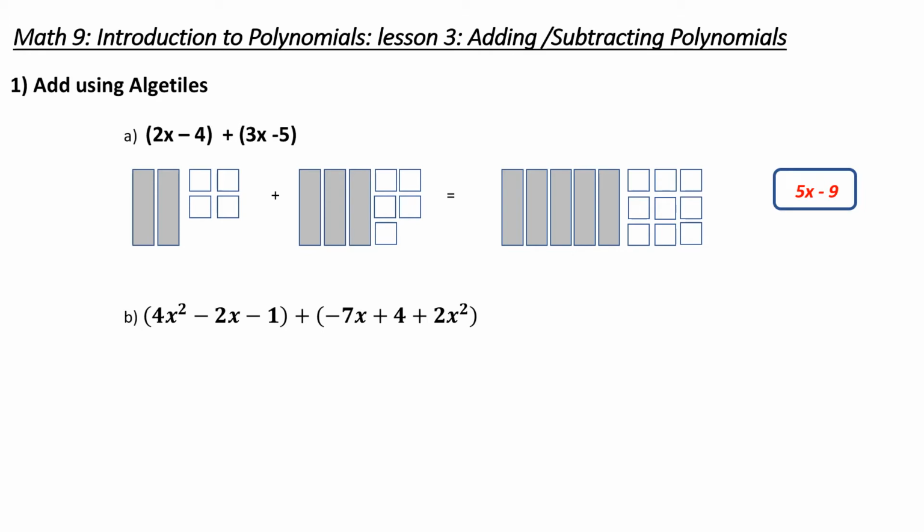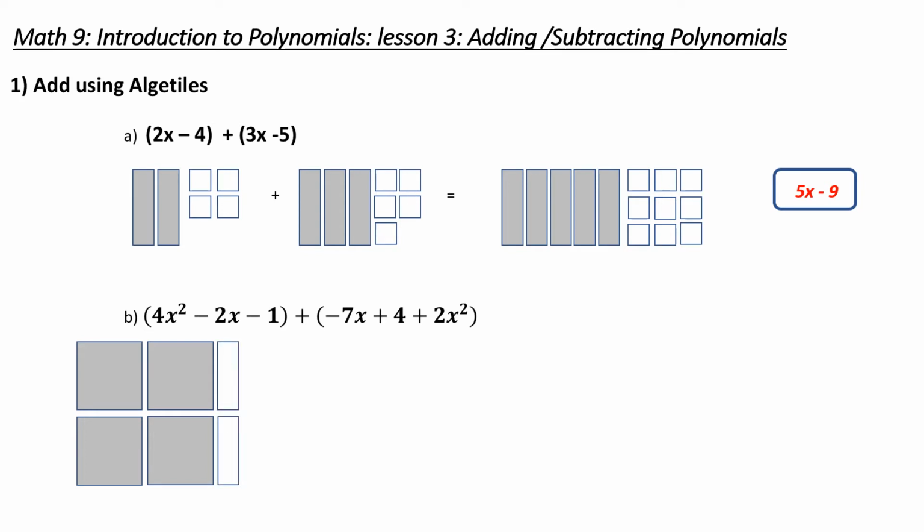For b, I have x squareds. Well, what represents an x squared is a large box. Since it's positive, it's going to be shaded. So I'm going to have 4 large boxes. I have -2x. Remember, an x is a bar, but it's a negative, which means I'm going to have 2 non-shaded bars. -1 is a non-shaded small box. Let's move on to the next polynomial.